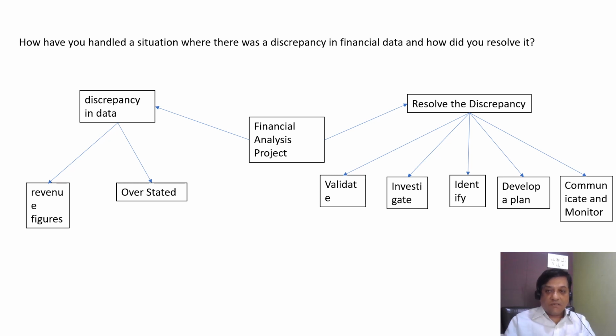And finally, it is communicate and monitor. Communicate the findings of the investigations to stakeholders, the root cause analysis, the plan, and how to resolve the discrepancy. Then monitor the situation, ensure that the corrective actions are taken effectively and the discrepancy does not reoccur. It should not repeat. And make any necessary changes to the data management process and monitor the data on an ongoing basis. Once we do this, we are sure to resolve this discrepancy.